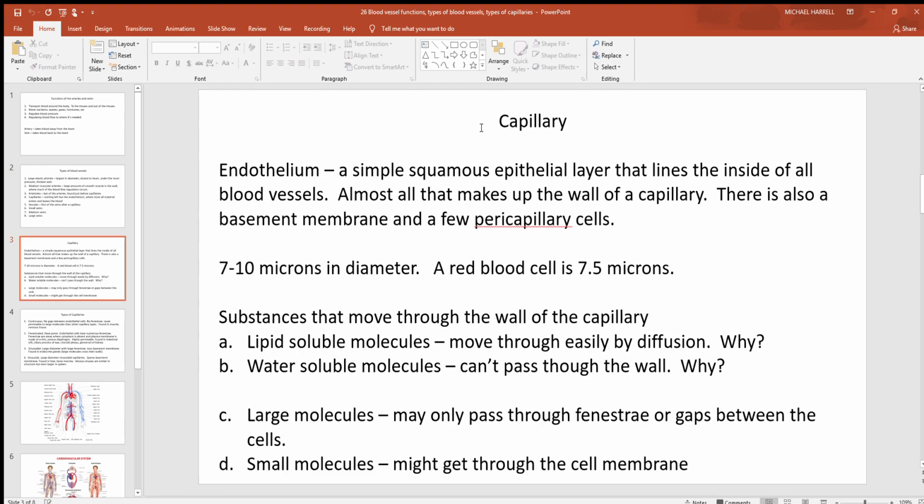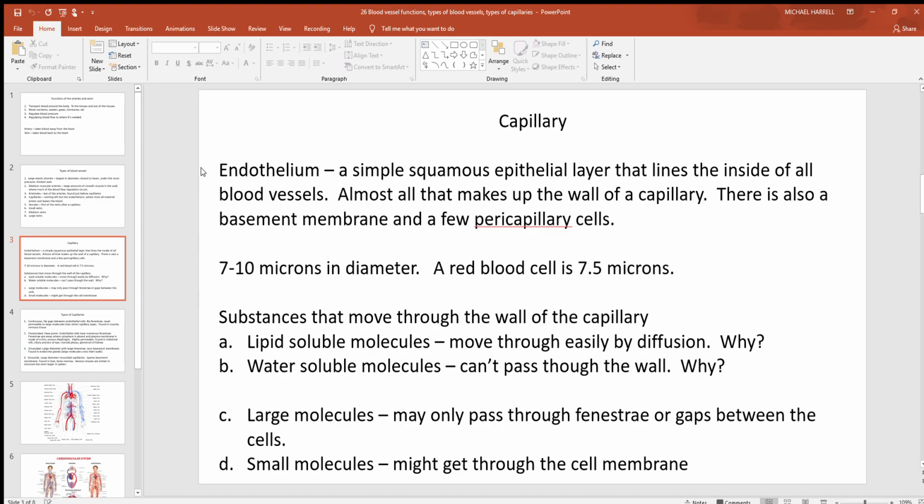But looking back at those capillaries, that simple squamous endothelial layer is very important. If you didn't have that very thin layer, not much would be able to get in and out of the blood of a tissue. So it's very important. All these blood vessels have that simple squamous layer to the inside. But when you get to the endothelium layer at the capillary, that's all that's left. There's nothing else around it.